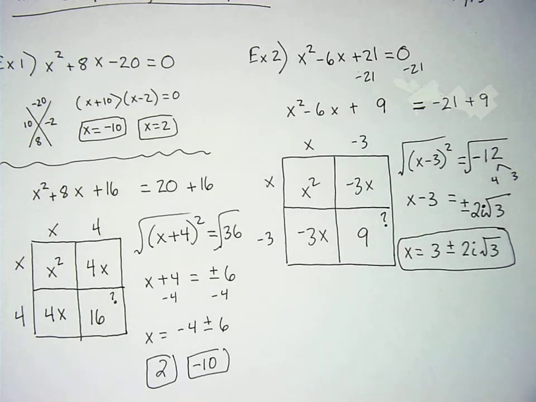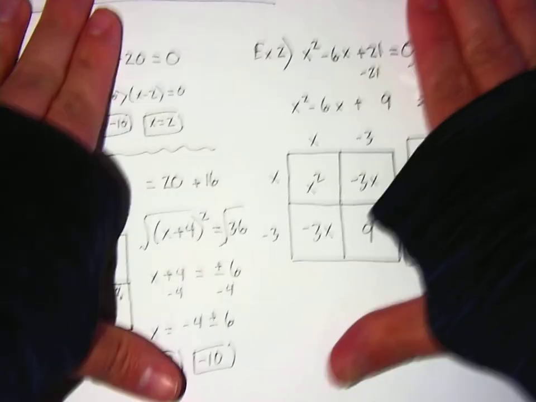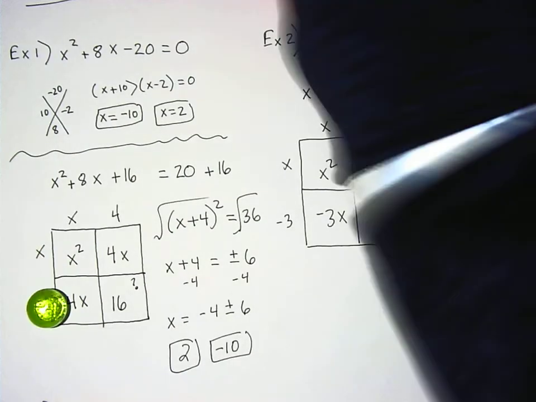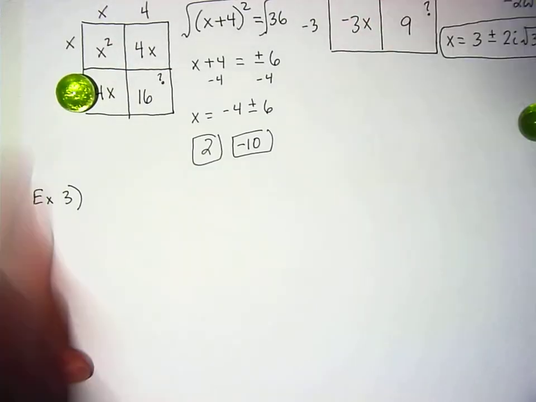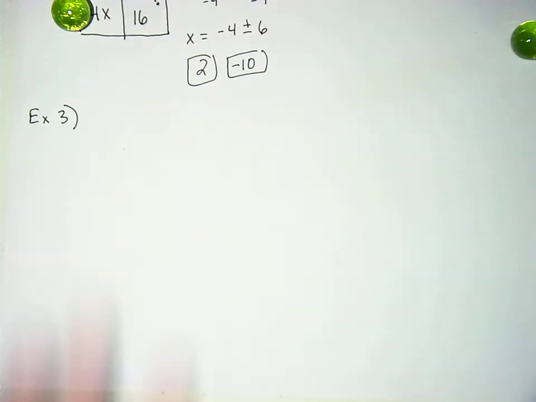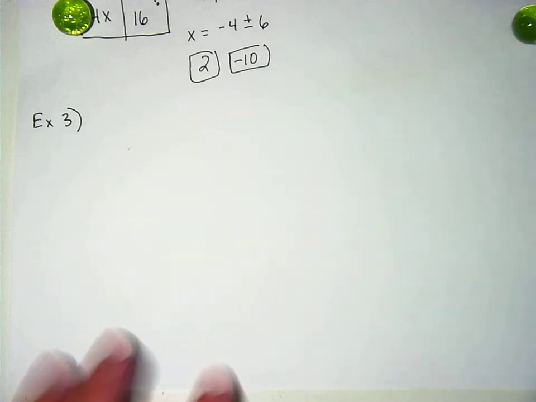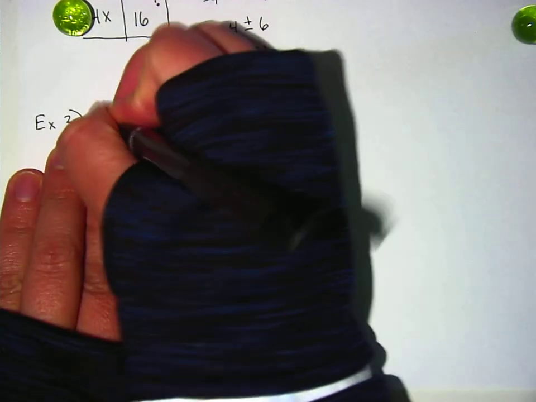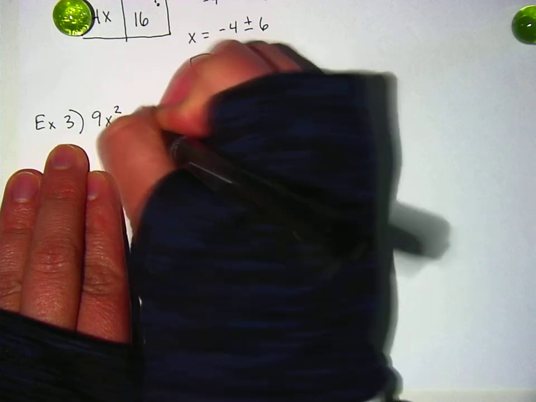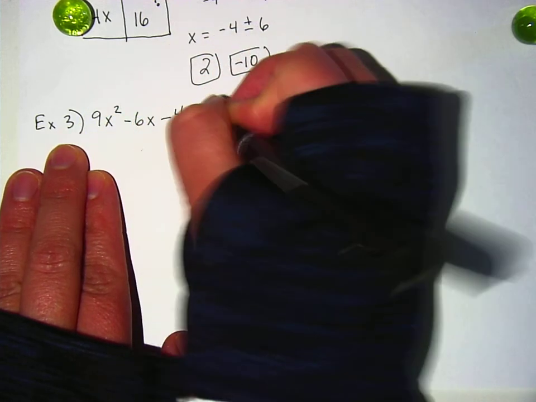Okay, so now we're going to do something a little harder. We're doing, by the way, 4 examples today. So the 4th example will be the prize for the dragon, okay? Example 3. Make that bigger for you guys. So example 3, we're going to do something harder. 9x squared minus 6x minus 4 equals 0.